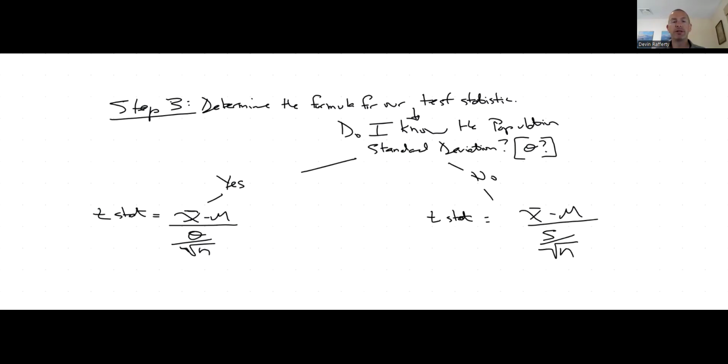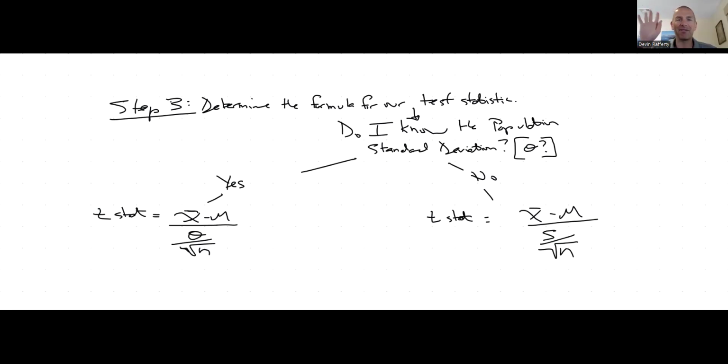So those are the two formulas for getting our test statistic. We say, do I know the population standard deviation? If the answer is yes, then we're going to do x bar minus mu over sigma divided by the square root of n. If the answer is no, then this will be our formula: x bar minus mu over s divided by the square root of n. I just want to be clear here. It's important to notice we are not calculating the test statistic yet. We are only determining the formula for it.